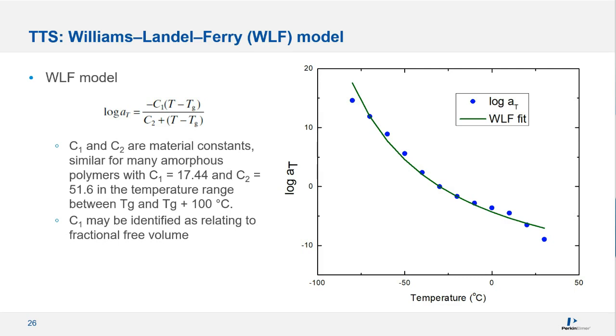C1 may be identified as relating to fractional free volume. It increases with the reduction of free volume of the base polymer by adding small molecule modifiers. As one can see from the equation, Tg serves as a corresponding state for viscoelastic behavior. So that's why we usually pick Tg, or more precisely, the inflection point in the modulus curve at Tg, to be the reference temperature. A plot of log aT versus T is shown here. So it shows very good fit with C1 and C2 determined. We'll be able to calculate the shift factor for any temperature.